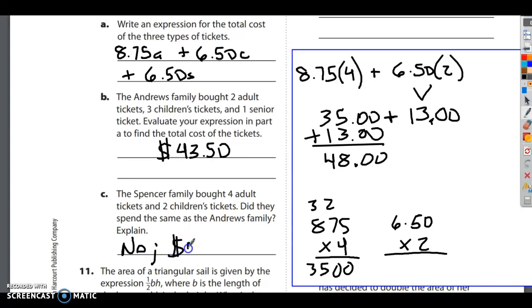$48. That's all you have to write. It says explain, but I don't know why you have to explain. We'll just write what they spent. That's a good enough explanation. All right, awesome. Let's move on.